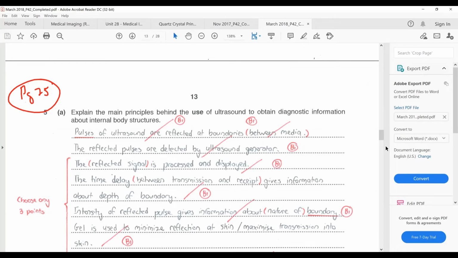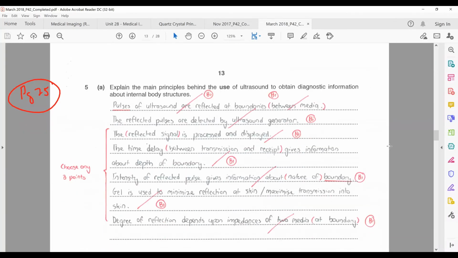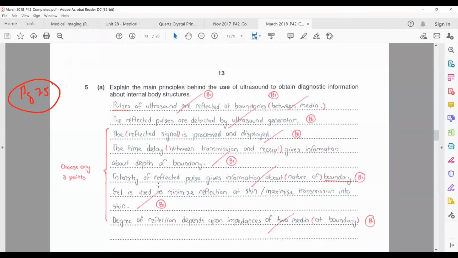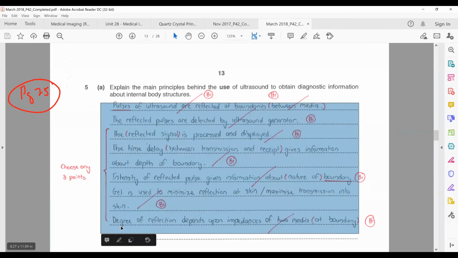Now, how is it that we actually use ultrasound to produce information about your body structure? First, we will say that pulses of ultrasound are reflected at the boundaries between media. The reflected pulses are detected by the ultrasound generator. The reflected signal is processed and displayed. The time delay between transmission and receive gives information about depth of boundary. The intensity of the reflected pulse gives information about the nature of the boundary. You use a gel at the skin to minimize reflection and maximize transmission at the skin. The degree of reflection depends upon the impedances of the two media at the boundary. So this is the answer for use of ultrasound.